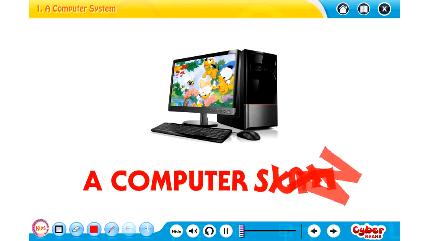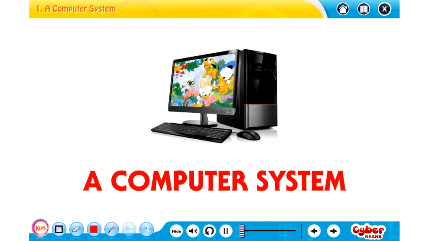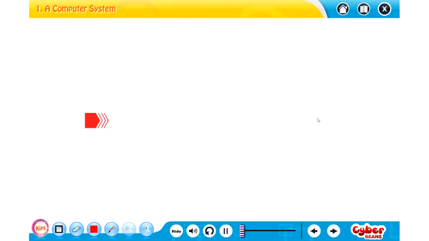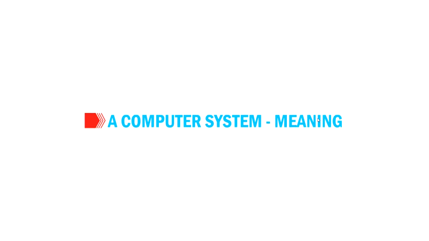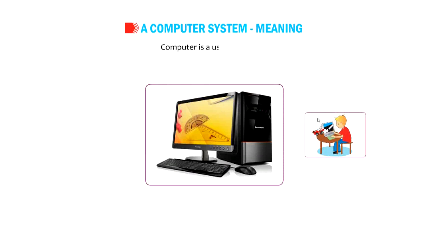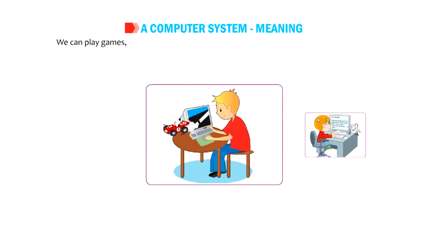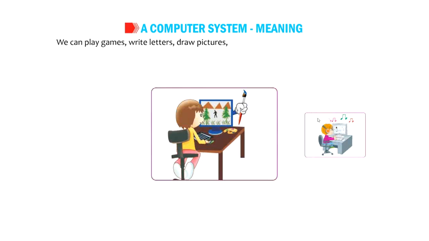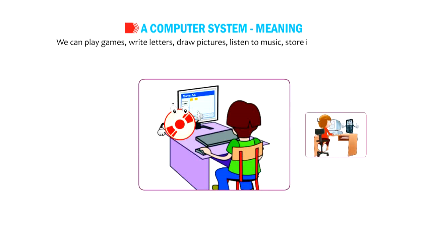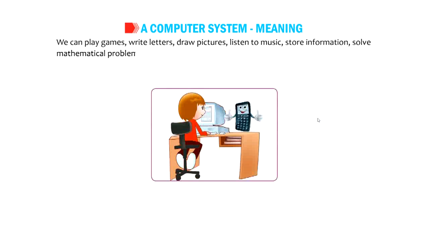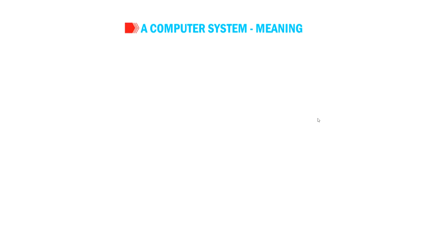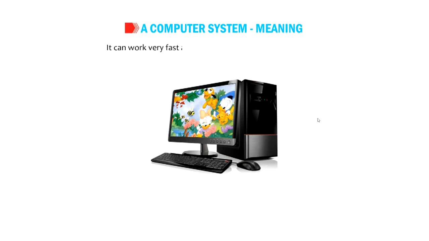Students, today we will learn about a computer system. Okay, now let us talk about a computer system. Meaning, computer is a useful machine. It is used in almost every sphere of life. We can play games, write letters, draw pictures, listen to music, store information, solve mathematical problems, etc. It can work very fast and can do many jobs at the same time.